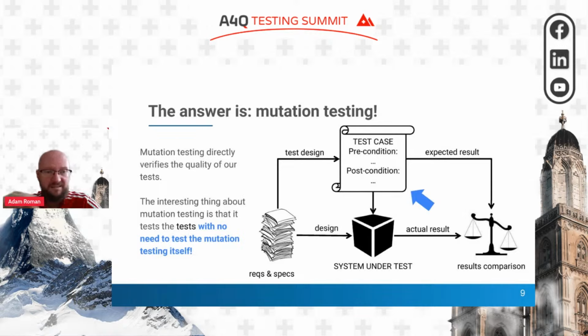Mutation testing cuts this infinite process at level 0, at the level of our original test cases. We don't have to write any extra test cases that test some other tests. The main goal of mutation testing is to verify the quality of test cases. So the interesting thing about mutation testing is that it tests the tests with no need to test the mutation testing process itself. So we don't have this unfortunate infinite sequence of tests.